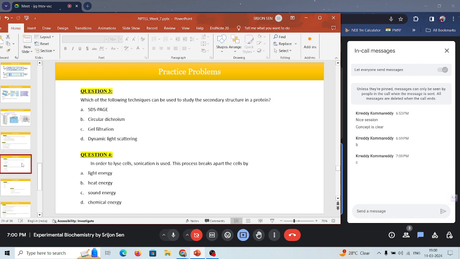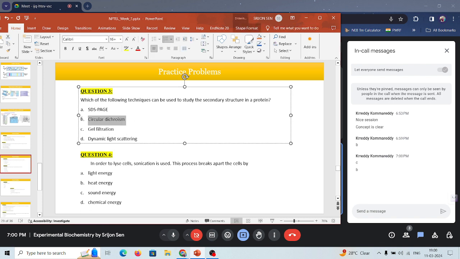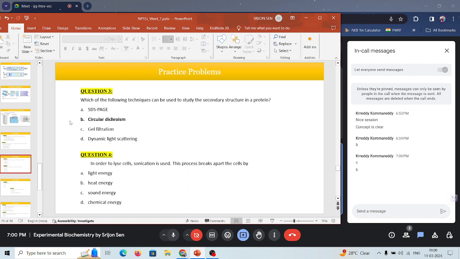Okay, let us go to the next one. Which of the following techniques can be used to study the secondary structure in a protein? SDS-PAGE, circular dichroism, gel filtration, dynamic light scattering. So it is circular dichroism spectroscopy. Very good. From there you can understand the number of alpha helices, beta sheets, the loop regions, and the percentage of all these structures can be known from CD spectroscopy. Very good.